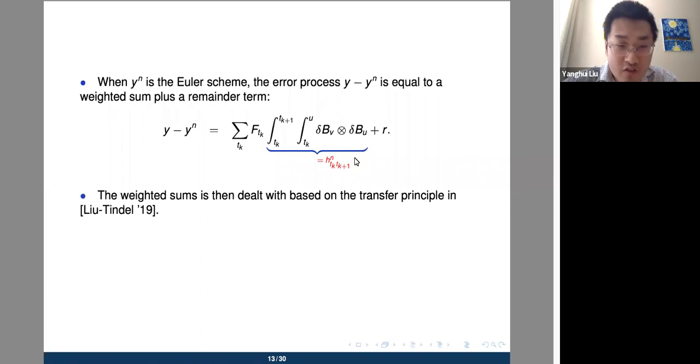So once we have this decomposition, the weighted sum part is then dealt with based on the transfer principle in our paper in 2019.